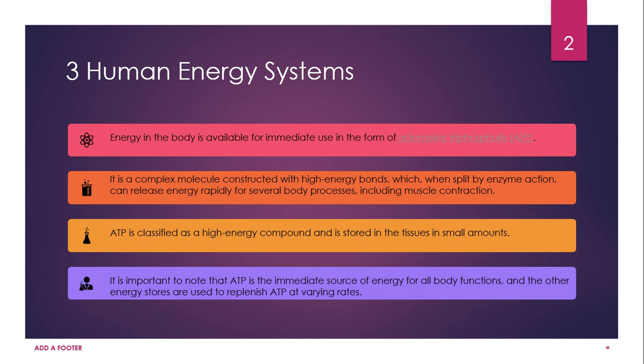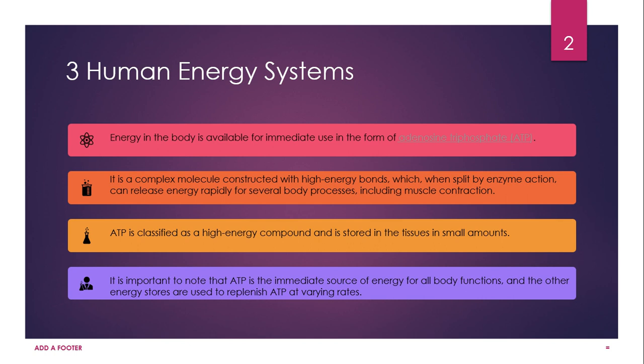ATP is classified as a high energy compound and is stored in the tissues in small amounts. It is important to note that ATP is the immediate source of energy for all body functions, and the other energy stores are used to replenish ATP at varying rates. Myberg notes that muscle contraction is totally dependent on ATP, so the body has developed an intricate system to help replenish ATP as rapidly as needed.